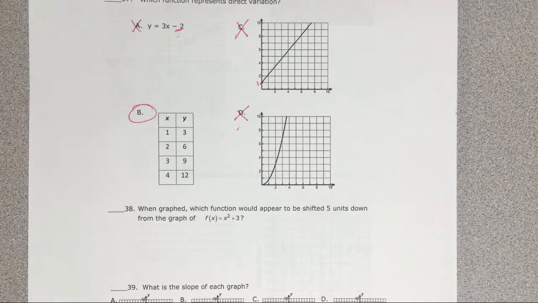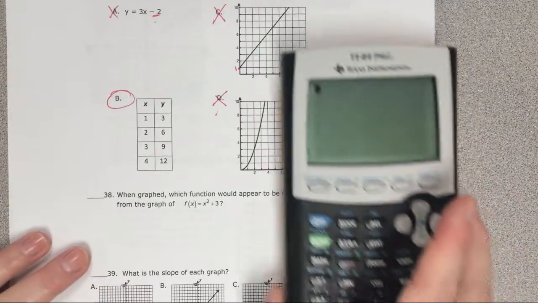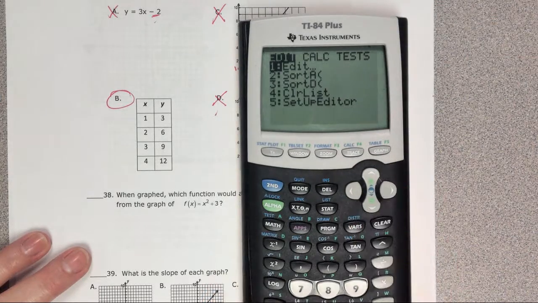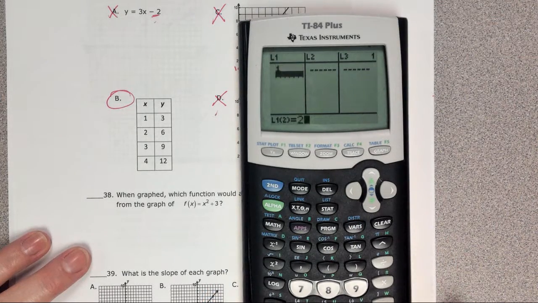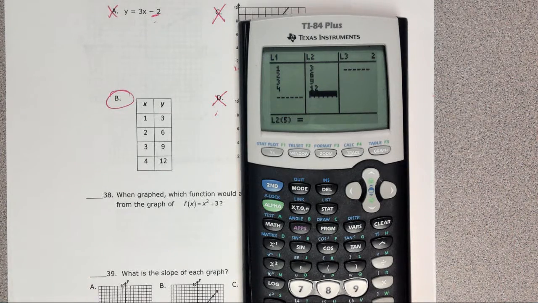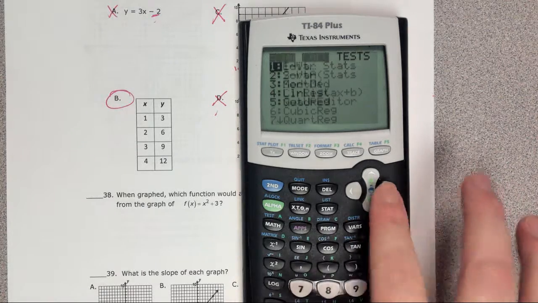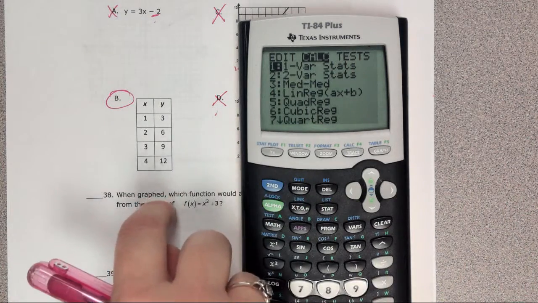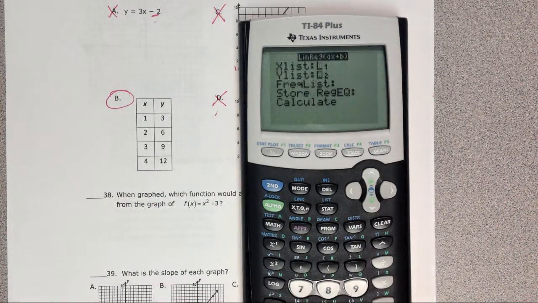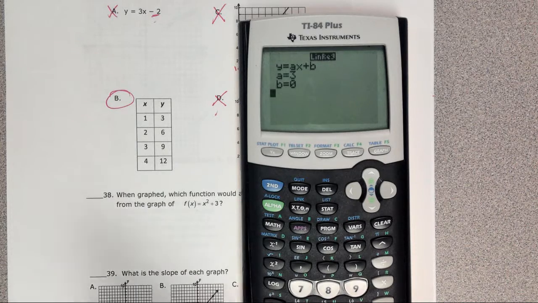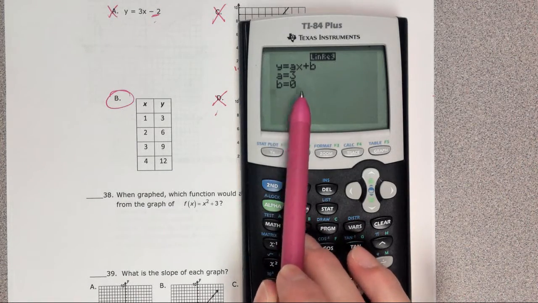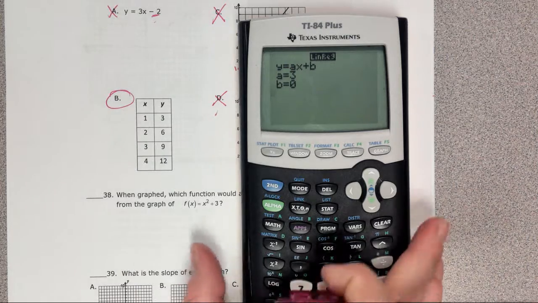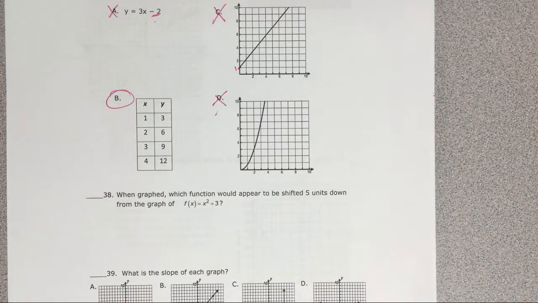Now, if I wanted to check that on my calculator, I would go to Stat, Edit, and type in my table. It's not saying that every table is going to be direct variation, but we want to check it out. Stat, Calc, and this one is linear, so I want to pick number 4 this time. And look, what is my B value? 0. That's what we want.